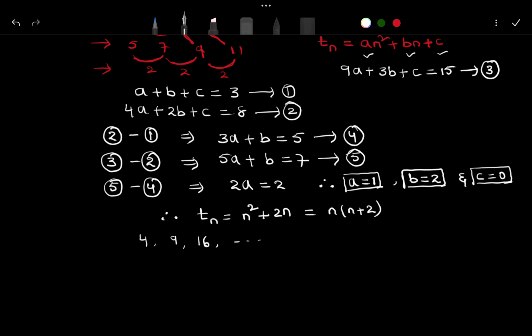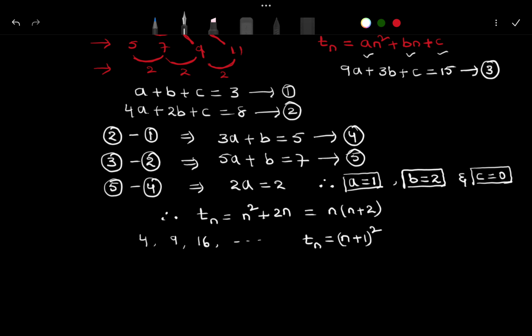By observing this, the nth term Tn will be equal to n plus 1 whole square. You see, if n is equal to 1, 2 square is 4. If n is equal to 2, 3 square is 9. If n is equal to 3, 4 whole square is 16. So this is the value.